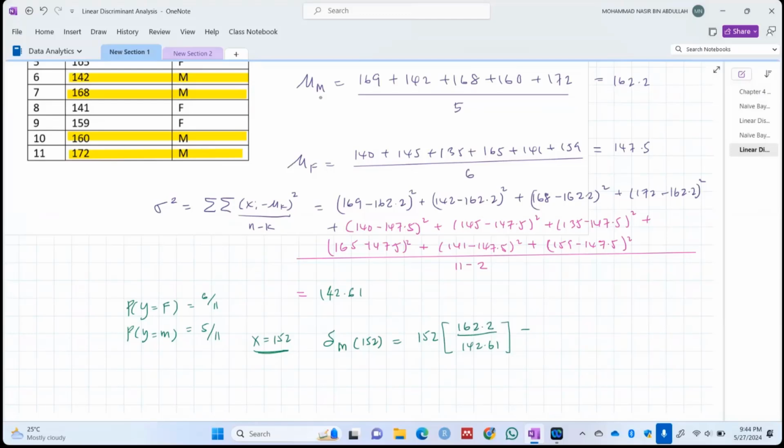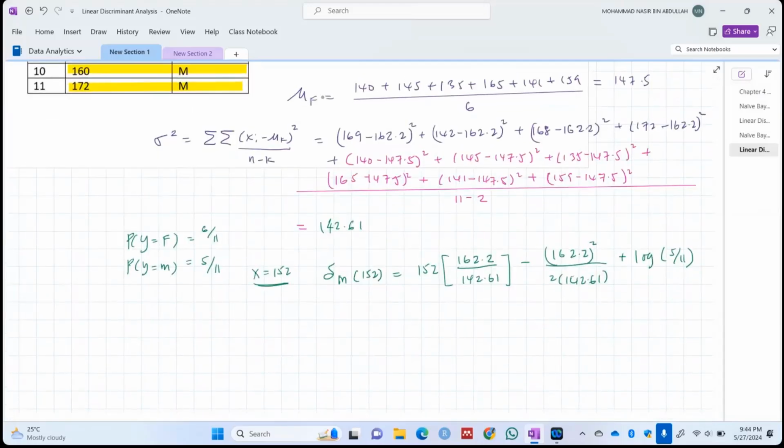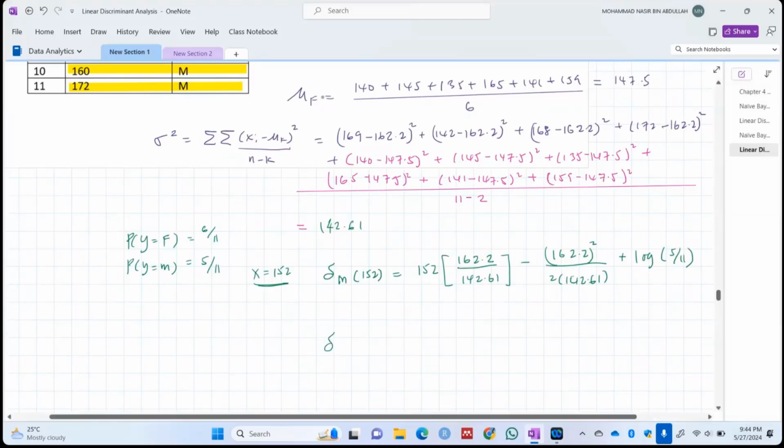So this is 162.2 squared divided by 2 multiplied by 142.61, plus log 5 over 11. Right. The next one is female, 152.